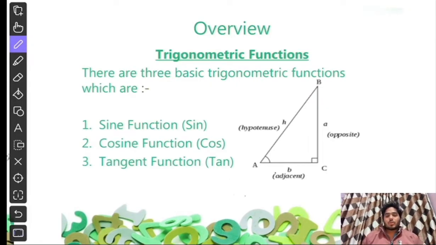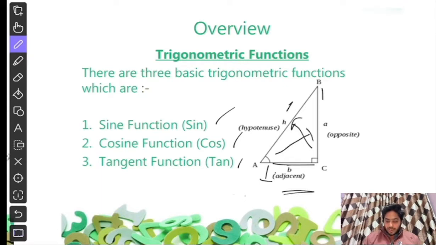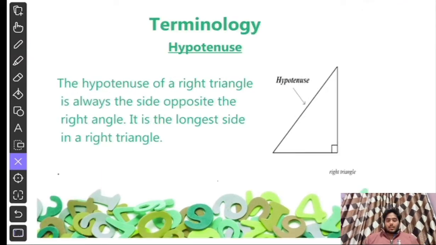Now, if we talk about an overview of the trigonometric functions, there are three basic trigonometric functions which are sine, cos and tan. In a right angle triangle, this side is the hypotenuse, which is opposite to the 90-degree angle, and the side which is adjacent to the hypotenuse and the angle we know is known as the base of the right angle triangle, which is also called adjacent, and the opposite side to that is known as perpendicular, which is called the opposite side as well.